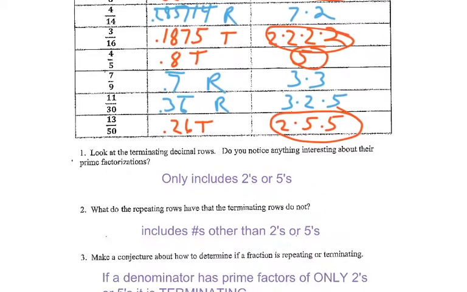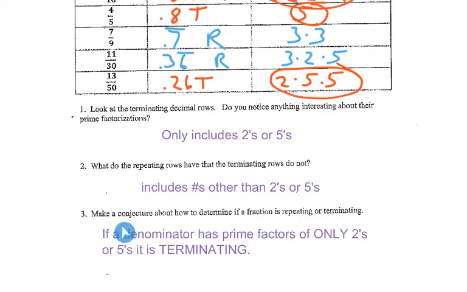So what can we conclude? Well, down here, if you want to write this down, if a denominator has prime factors of only 2's or 5's, it is terminating. It can have 2's and 5's. It could have just 2's. It could have just 5's. It could have combinations of 2's and 5's. But it must include only 2's or 5's. Therefore, we would know that that fraction is terminating. Okay? So that's one way to identify if a fraction is terminating or repeating without using a calculator.